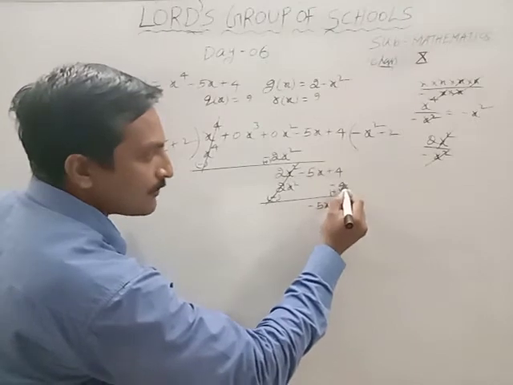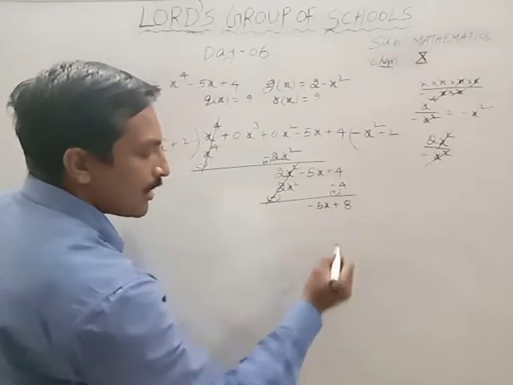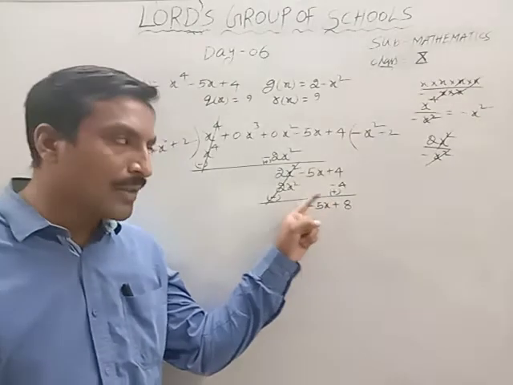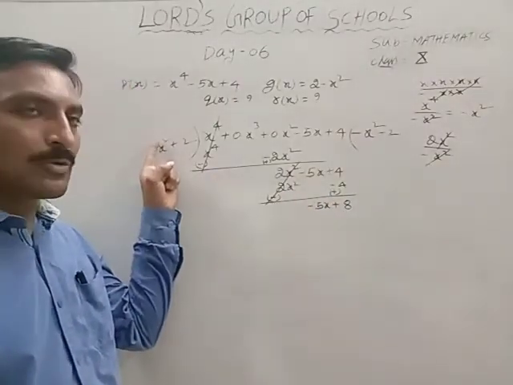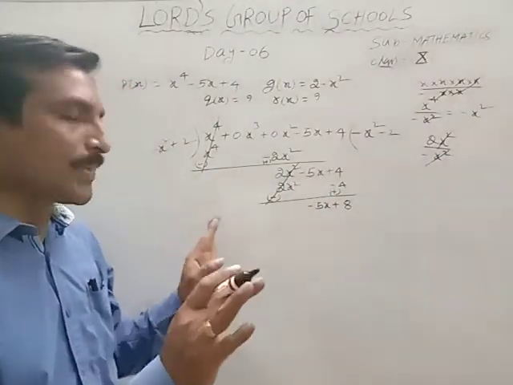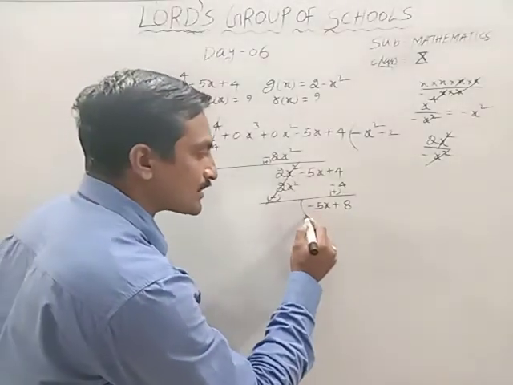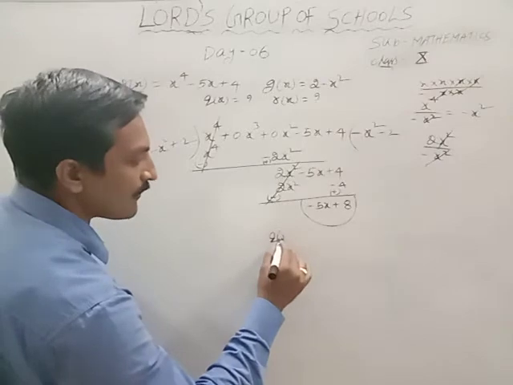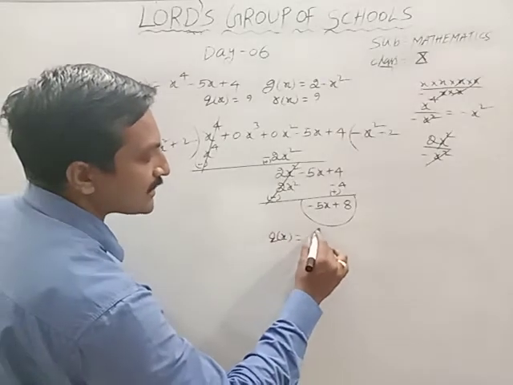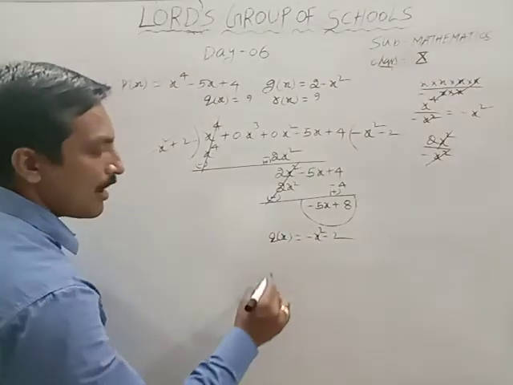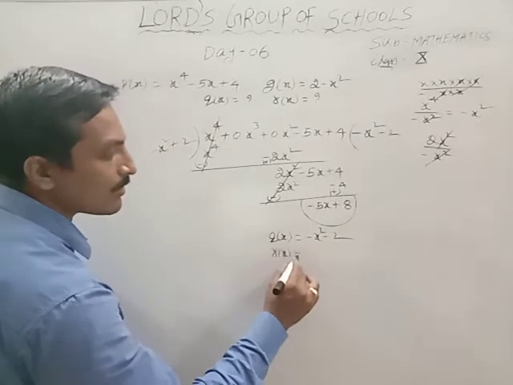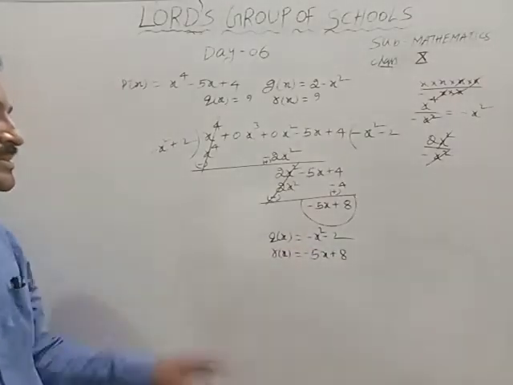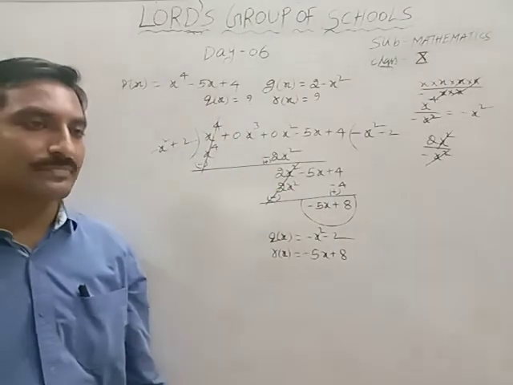4 plus 4, 8. You have to observe that here the degree of this particular term is 1. The divisor degree is 2. That's why the division is completed. This is only acting as the remainder. Then here the quotient q of x is equal to minus x square minus 2. R of x, the remainder, is equal to minus 5x plus 8. This is the division process.